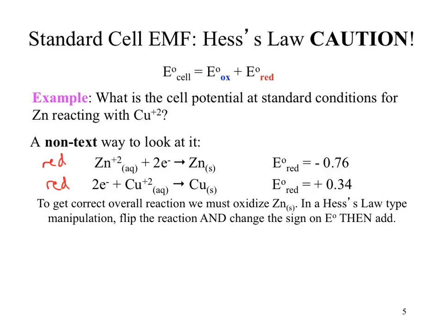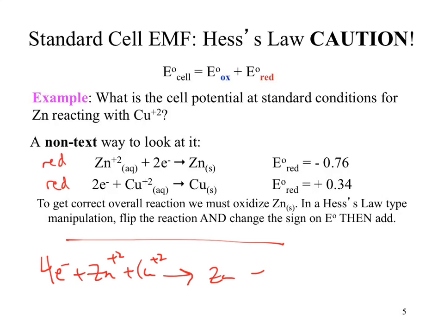Okay, I want to make one new equation. Here's my reaction arrow. What are my reactants? 4 electrons, good. What else? Zinc ion, copper ion. And our products would be zinc solid plus copper solid.